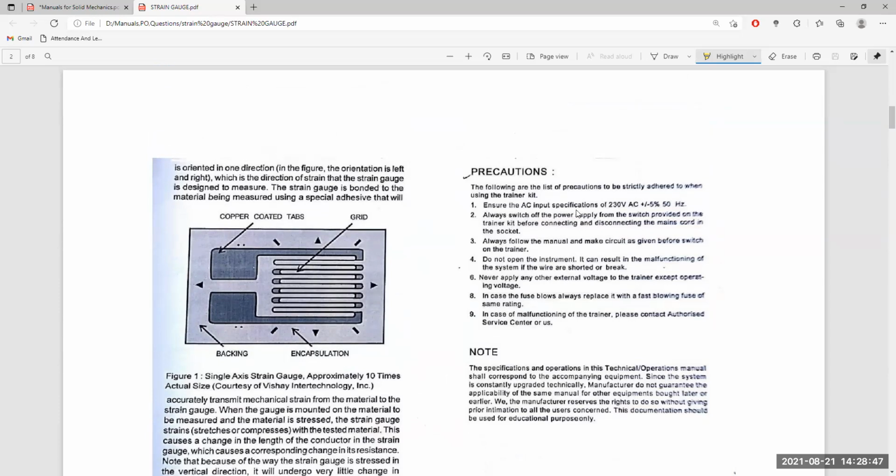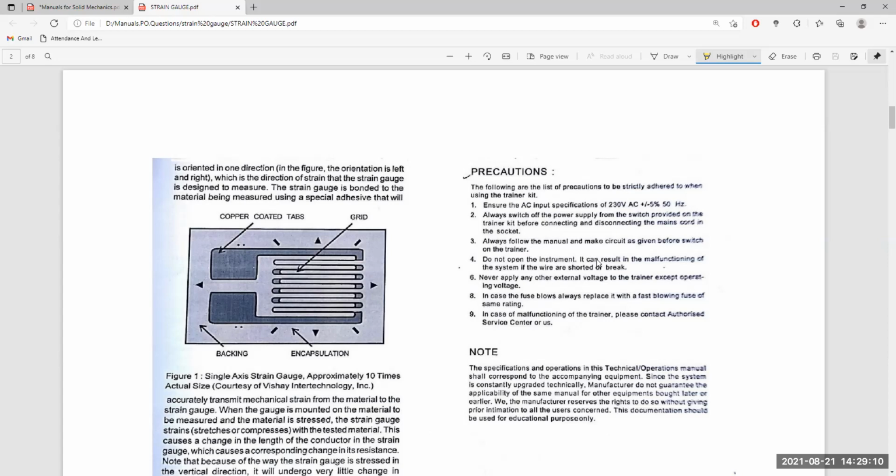Ensure the AC specification is 230 volt. There should not be dropping voltages. Always switch off the power supply from the switch provided on the trainer kit before connecting and disconnecting the mains cord to the socket. So connecting and disconnecting should be done when the main switch is switched off, not when it is in on condition.